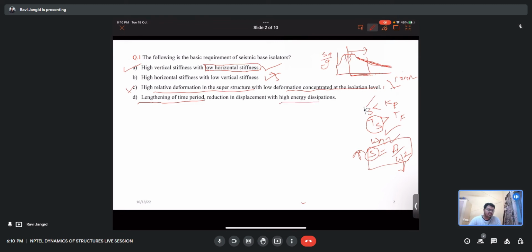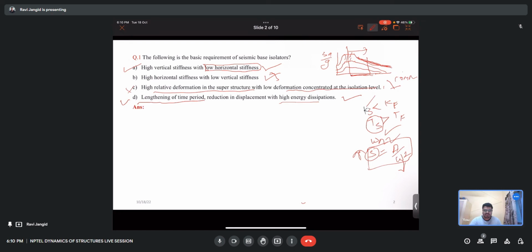If we provide the damping, our curve is shifted lower and lower. So with the help of high energy dissipation and the lengthening of the time period, we can achieve the isolation of the structure. So option A and option D are correct.